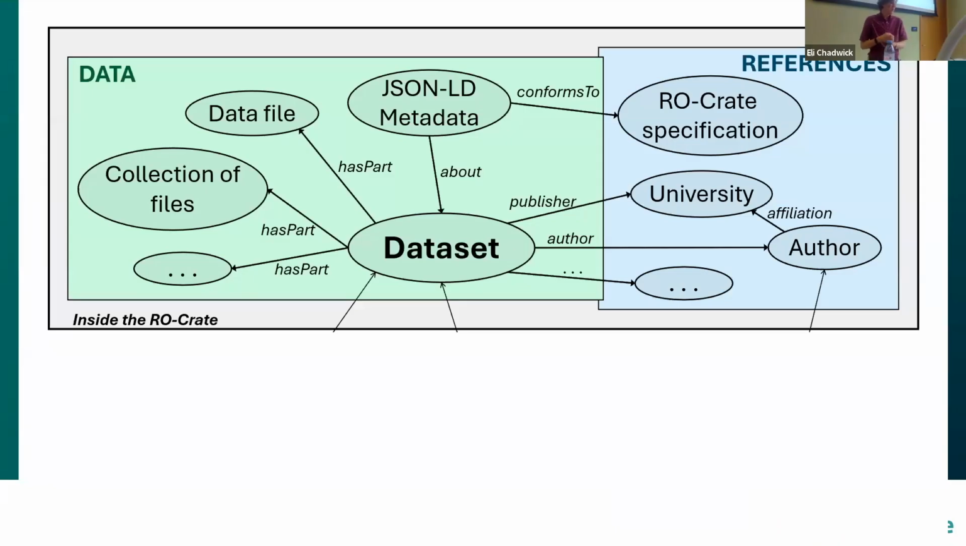So at the top is another graphical representation of that same kind of data set. You have the root data entity in the middle here, this core of the data set has various parts that are files or collections of files, published by them, references out to organizations, authors, and so on. It references the RO-Crate specification to say that this is what I'm following. And you publish this, you give it a DOI, and then other things can now reference this data set.